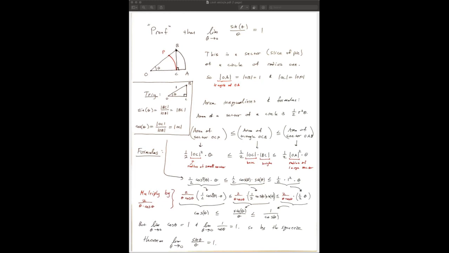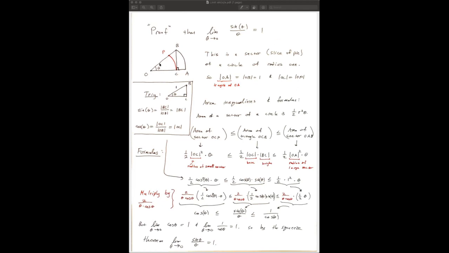Then from B, I drop a perpendicular to OA, and I'm going to call that point C. From that point C, I'm also going to draw another sector. This little sector with the red part here is a sector of a smaller circle, where the circle would have radius OC or OP, whatever you want to call it. The thing to know is that the lengths OC and OP are the same. All right, I think we've got everything set up.